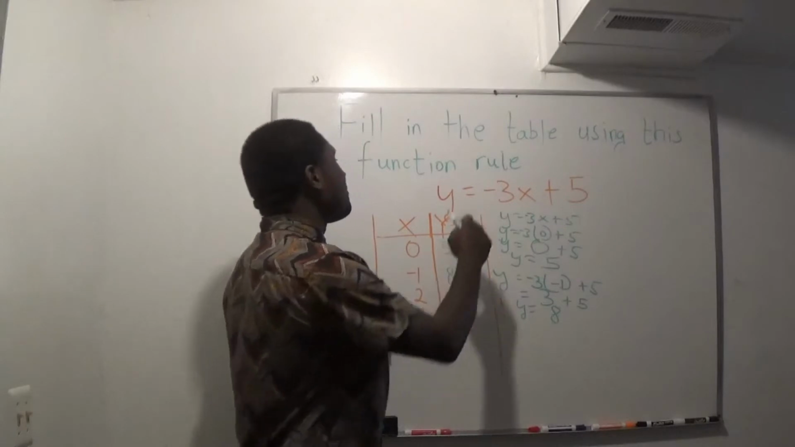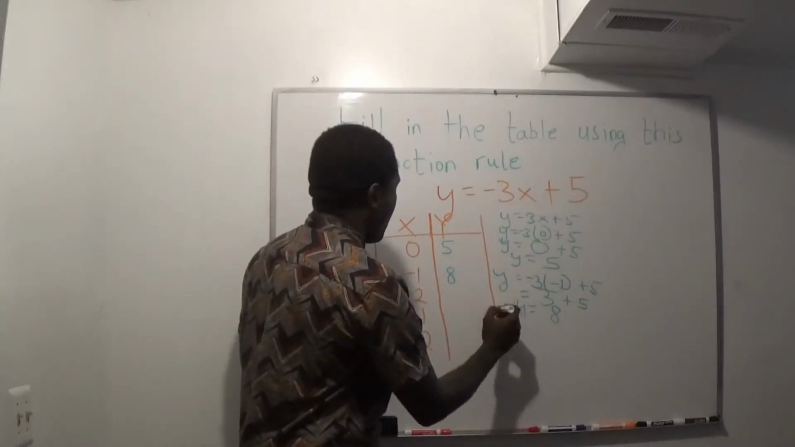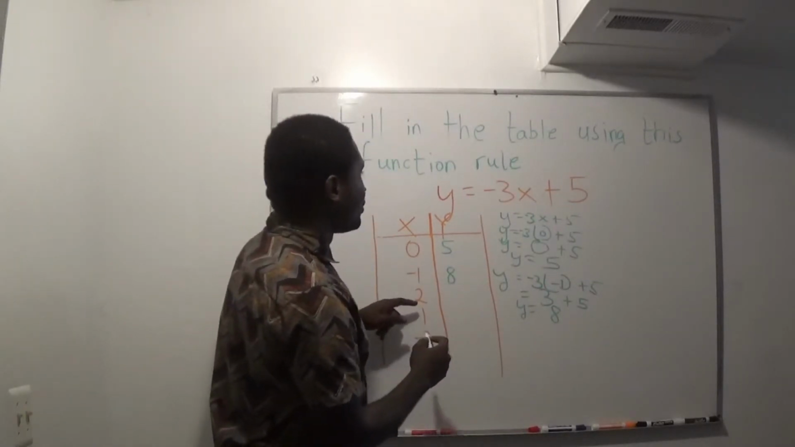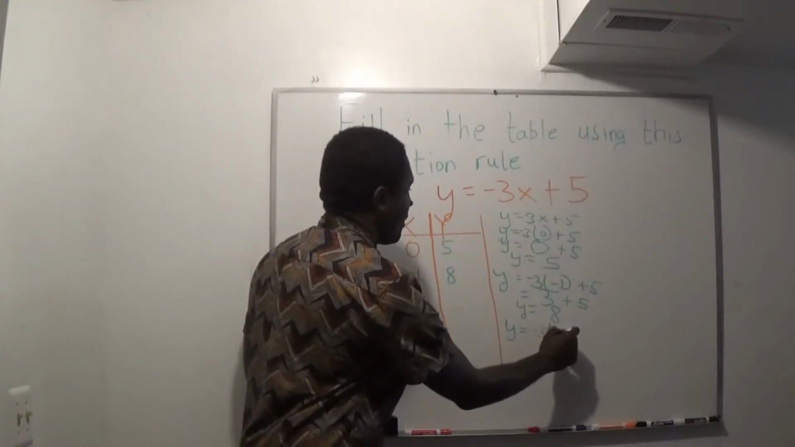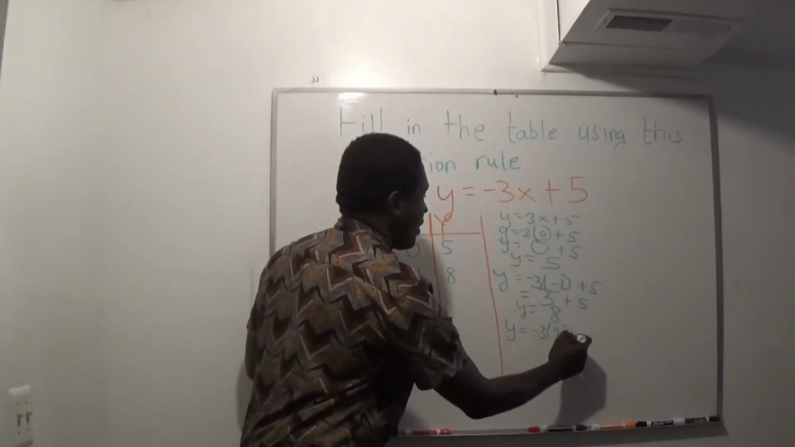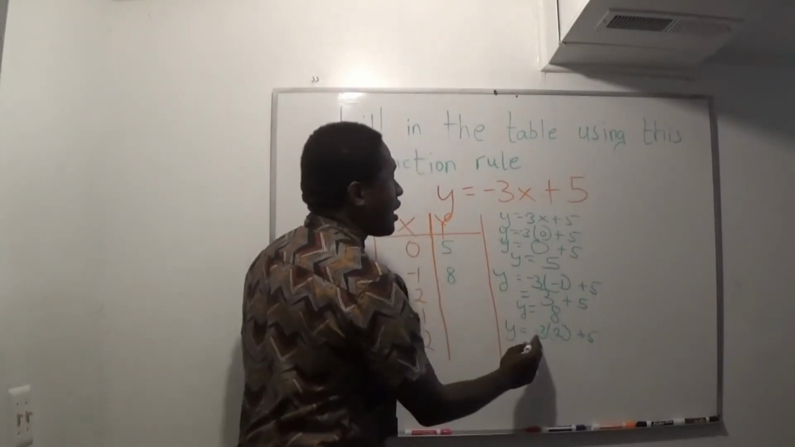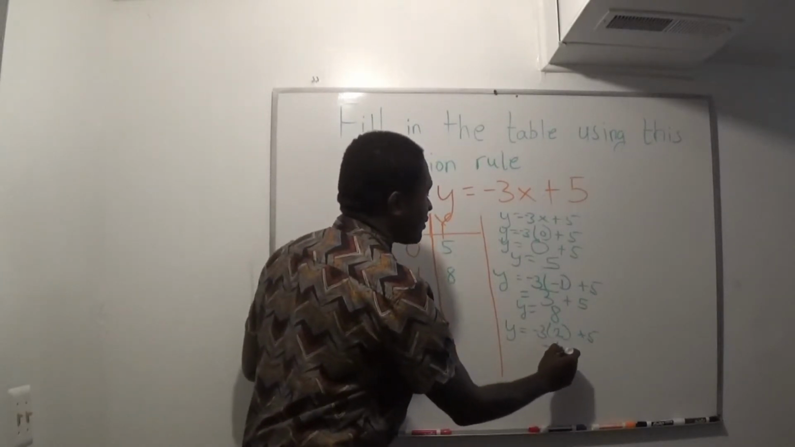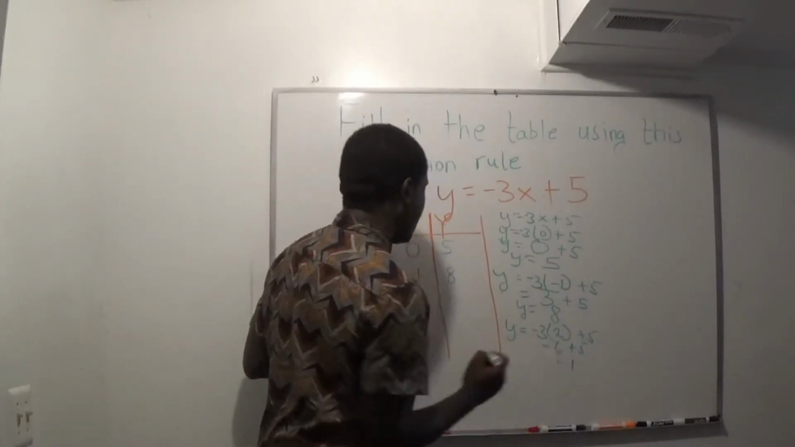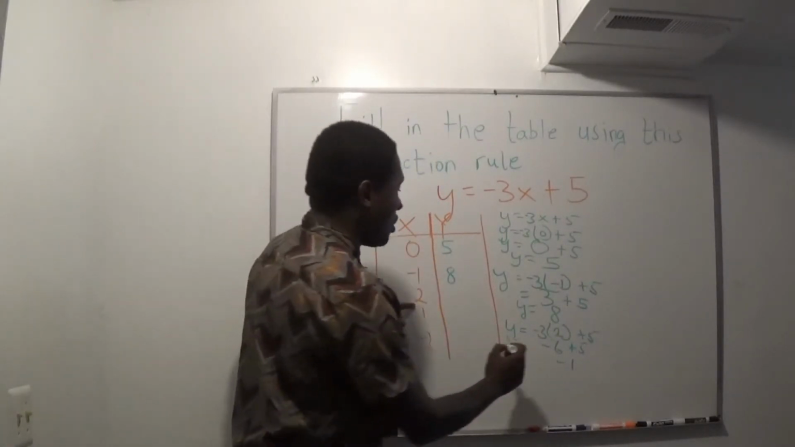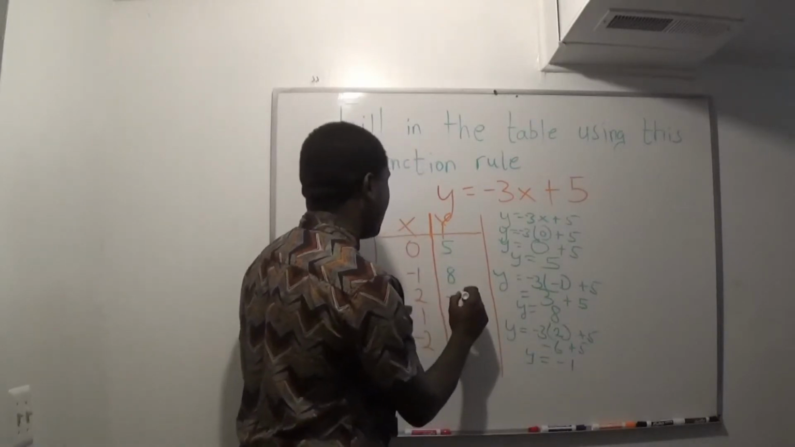So the next one, back to the same equation, right? Where I see x, I'm going to put 2. So I have y equals -3, my x is 2, and then plus 5. -3 times 2 is -6, plus 5. -6 plus 5 is -1. So when my x is 2, my y is -1.